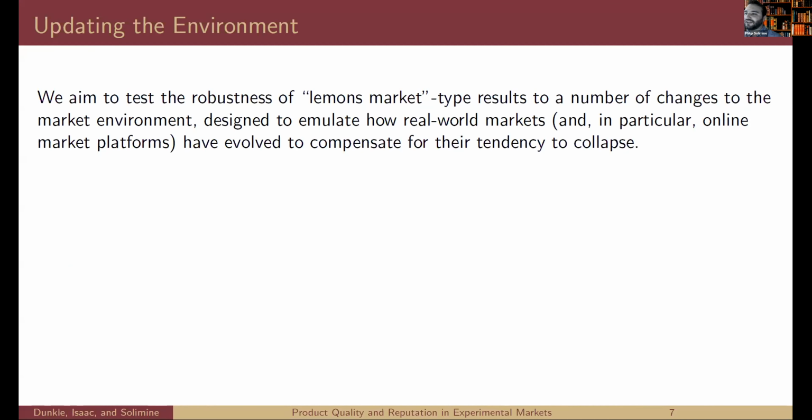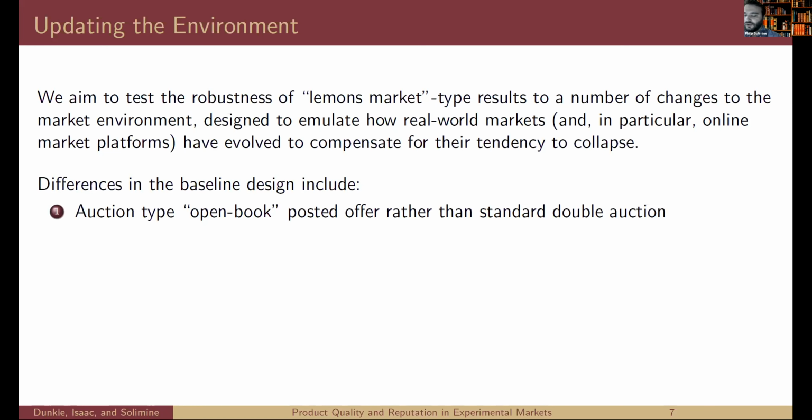We aim to test the robustness of, right, this is the same. So the differences between the two. Of course, this being 30 years later, we have a number of differences that we've added to the baseline design to update this in a way that will make it more true to what we see in practice, and also allow us to collect a lot more data.